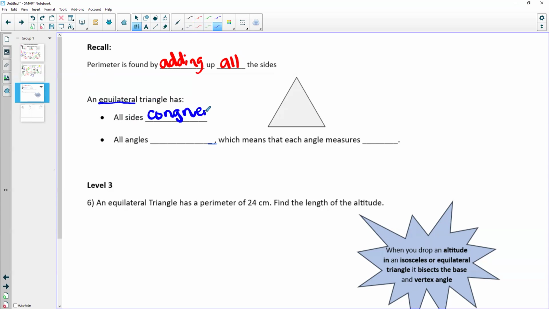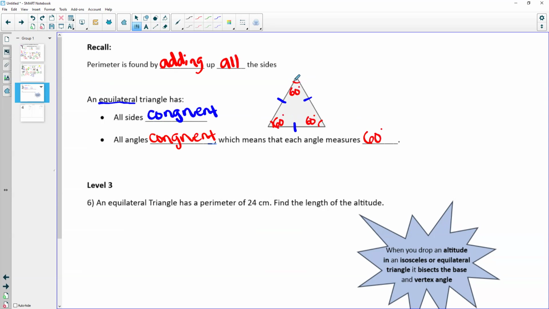So what that would mean in this case is that all these sides would be congruent. We should also make note that if a triangle is equilateral, that means all angles are congruent. And if all angles are congruent inside this triangle, then all 3 angles have to add up to 180, but they also have to all be congruent to one another, right? So each angle measure is going to be 60 degrees.